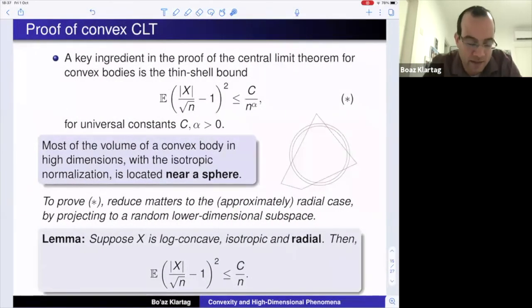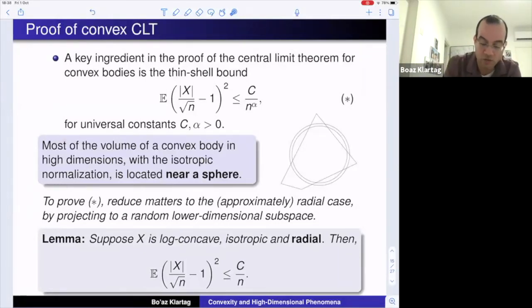Okay, let me again tell you quickly why this theorem is correct. As we said, we need to prove a thin shell bound. We need to explain why most of the mass is in a thin spherical shell. Or in other words, we need to explain why convexity and isotropicity tell you that the Euclidean norm of x over root n is typically close to 1, that the difference of |x| squared over n minus 1 is very small, the expectation is at most constant over n to the alpha. Okay, this is what we need to prove.